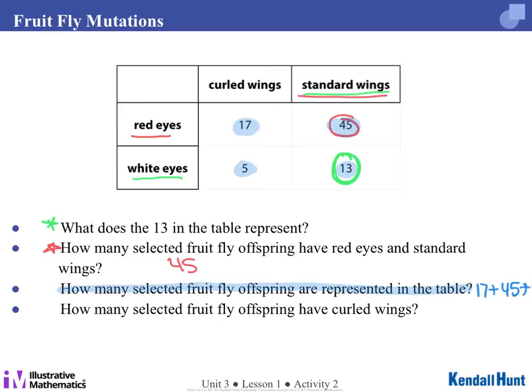The last question, how many selected fruit fly offspring have curled wings? So the last one, we're going to be looking at the curled wings. So we look at just this column right here, and 17 plus 5 makes a total of 22.